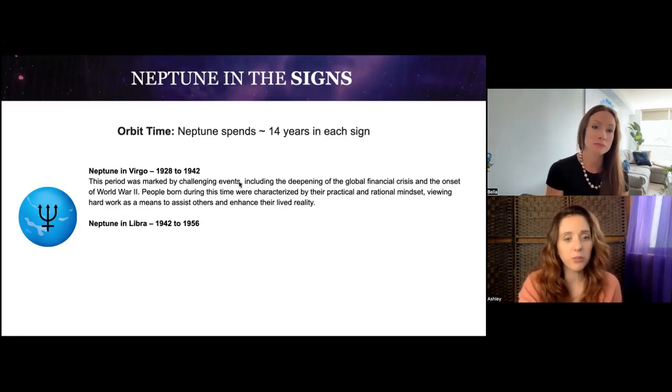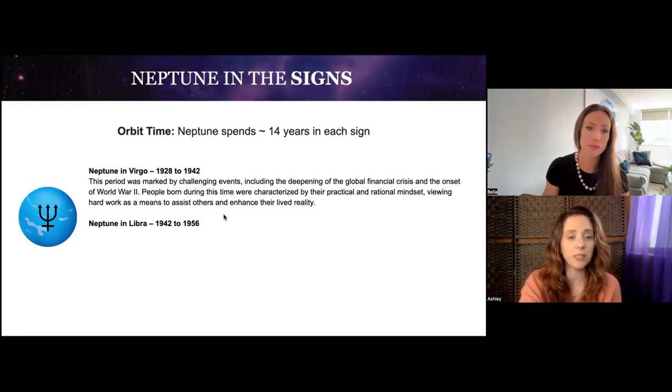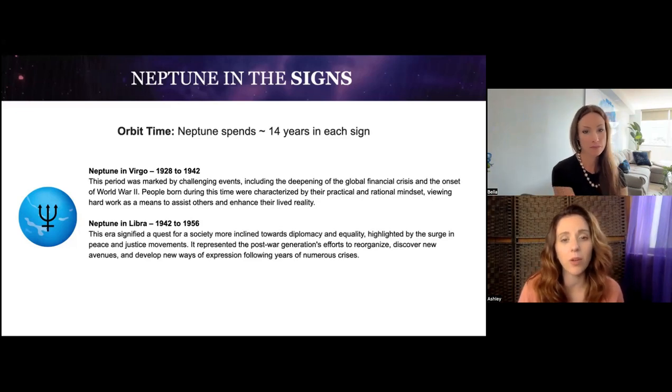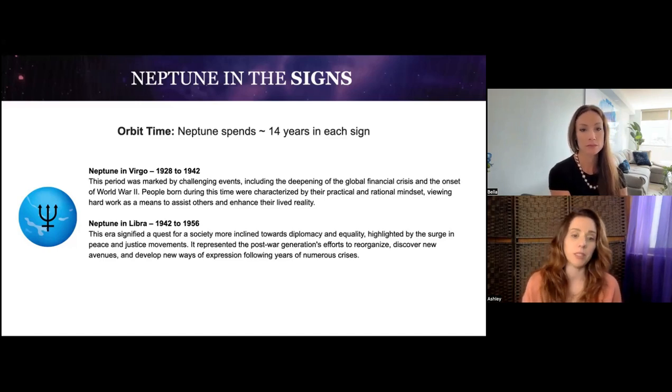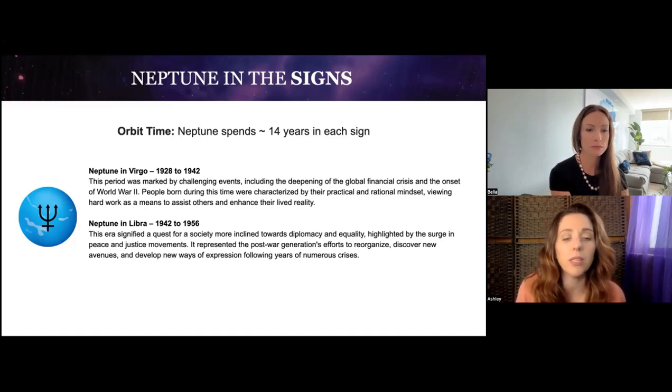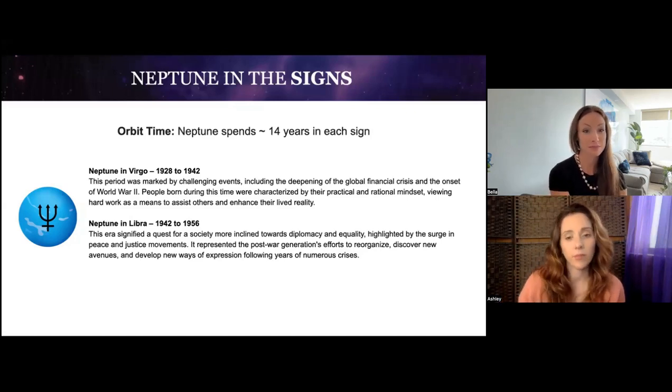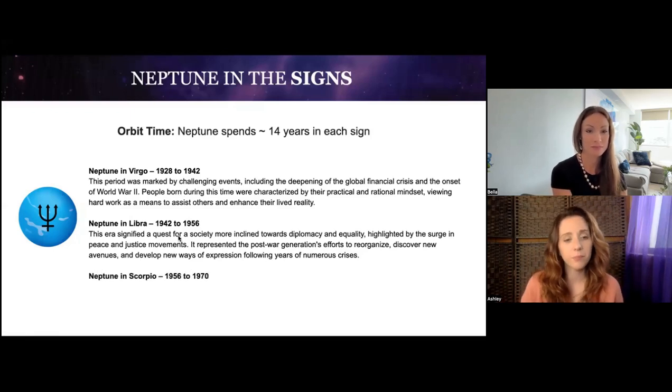So if you have Neptune in Libra, that is between 1942 and 1956. This era signified a quest for a society more inclined towards diplomacy and equality, highlighted by the surge in peace and justice movements. It represented the post-war generation's effort to reorganize, discover new avenues, and develop new ways of expression following years of numerous crises. Makes sense, right? Depending on what's happening during the time.